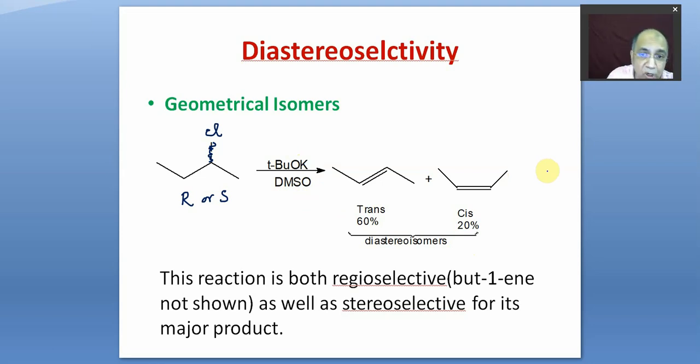But looking to the major product, which is but-2-ene, you find the trans is in more quantity, 80%. What about the remaining 20%? The remaining 20% is but-1-ene, which I have not written. So this cis-but-2-ene and trans-but-2-ene, they are stereoisomers, they are diastereoisomers, and one of them is in larger quantity, so it is stereoselective. And what category of stereoselectivity is it? Diastereoselectivity. So the reaction I told you is regioselective, but-1-ene I have not shown.